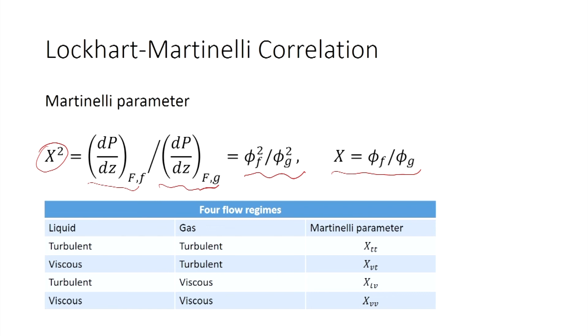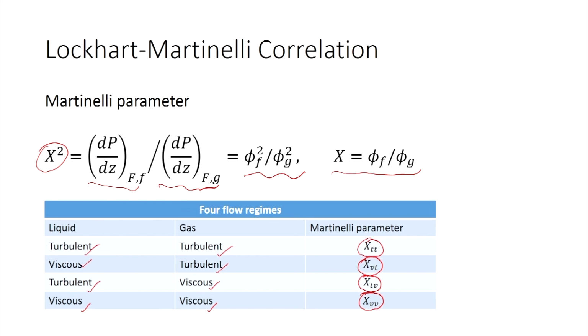Lockhart and Martinelli considered four flow regimes. These are based on the Reynolds numbers of the liquid phase and the gas phase. If the liquid phase is in the turbulent regime and the gas phase is also in the turbulent regime, then it is called the turbulent-turbulent regime, and the corresponding Martinelli parameter is denoted by X_tt. If the liquid phase is laminar or viscous and the gas phase is turbulent, then it is called the viscous-turbulent regime and the suffix is vt. Similarly, the turbulent-viscous regime is tv and the viscous-viscous regime is vv.